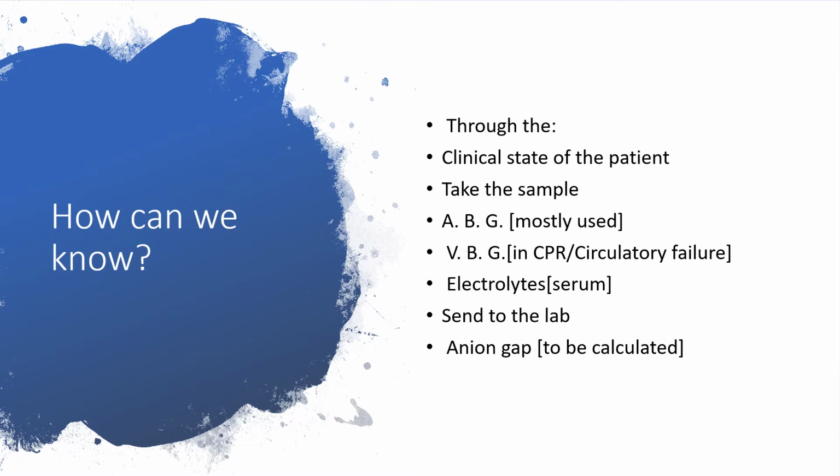So we'll send all these samples to the lab, and when the result is back, when we're dealing with metabolic acidosis, we want to know what the anion gap is. Without the electrolytes that we have sampled above, we will not be able to make that determination. So you can see: the clinical state of the patient, arterial blood gas will be taken, venous blood gas could be taken under certain situations, and we take the sample for serum electrolytes. When the result is back, we can determine an anion gap as well.